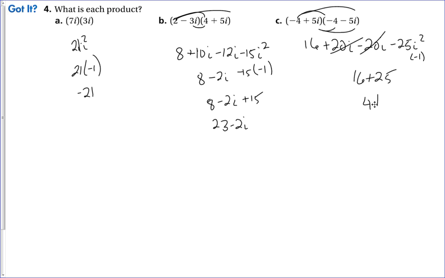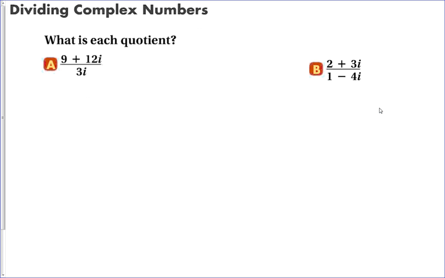All right? That's all there is to multiplying. You just simply multiply each term by each term, just like you do when you have x's in this case. All right, but what about dividing complex numbers? What is the quotient of each? Now, this is where those complex conjugates come into play. That was your vocab word, complex conjugate. Now, this is where you're actually going to use the complex conjugate.